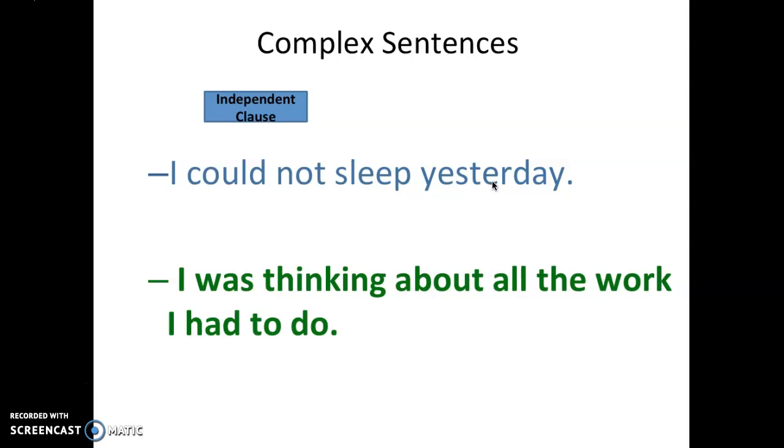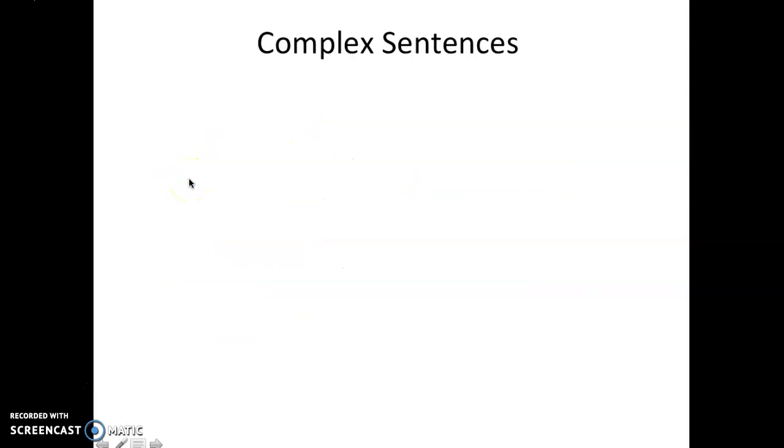"Yesterday I couldn't sleep." However, if you say this, "I was thinking about all the work I had to do," this is a dependent clause because it depends on something else. You cannot just have this sentence on its own. "I was thinking about all the work I had to do." There's something missing. It has to depend on something else.